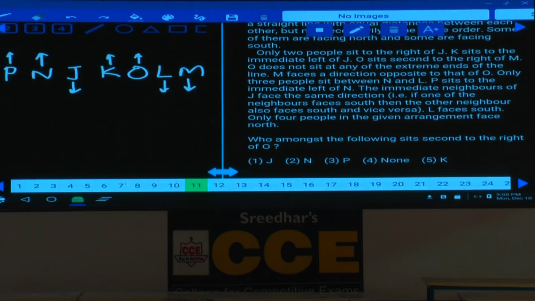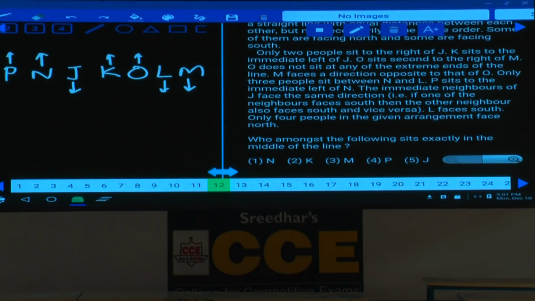Then question number 11. Who among the following sits second to the right of O? Tell me who is seated second to the right of O. O is facing towards north, and the one who sits second to the right of O is M. Then M means there is the choice for none of this, isn't it?